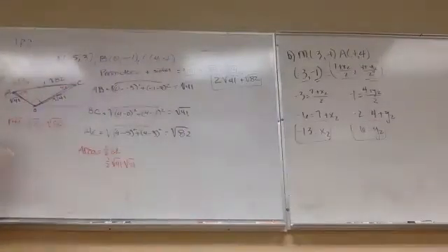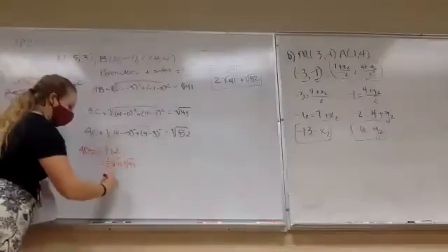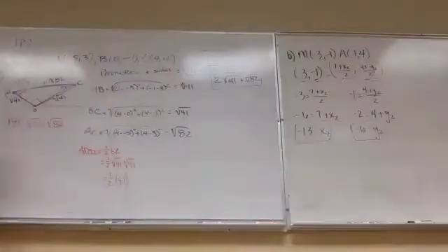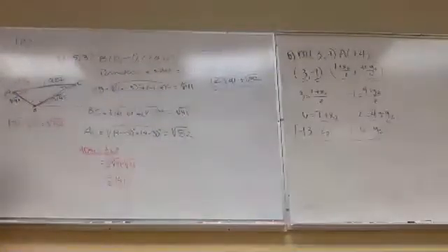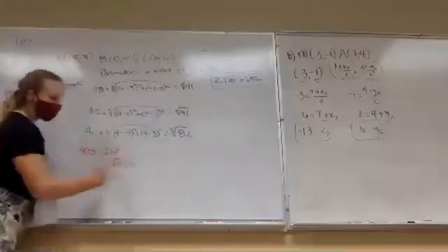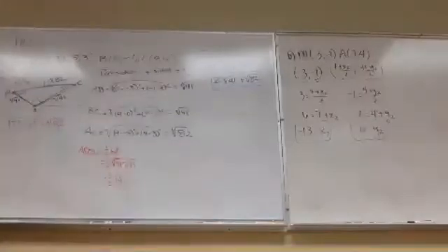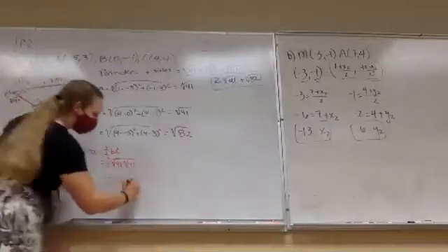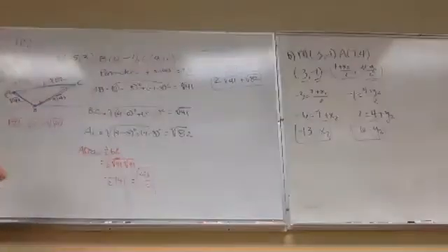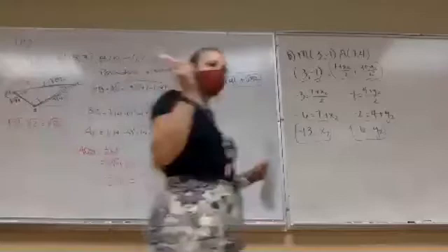Root 41 times root 41 is just 41. Since they're the same, they cancel the square roots out, because if I multiply them together it would be 41 squared, and then the square root of 41 squared is just 41. And then 1/2 of 41, I don't have a calculator, so I'm just going to leave it as 41 over 2, but we could divide that and be, I think, 20.5. I don't know if I did that right in my head. All right, that's the area and the perimeter.